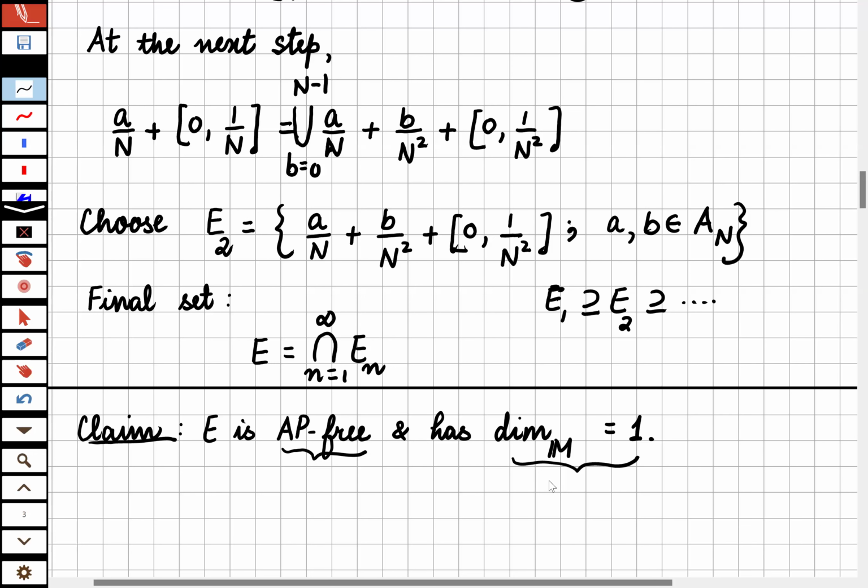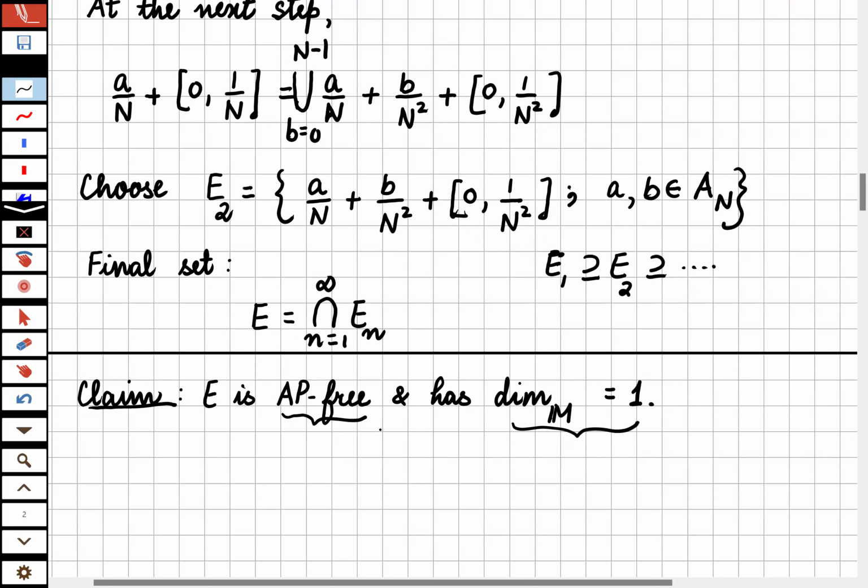So just for AP freeness, what it feels like I would like to do is say that, okay, take 3 points in my set, and then look at which... no, they're in all of them. No, sorry, I was slightly confused.